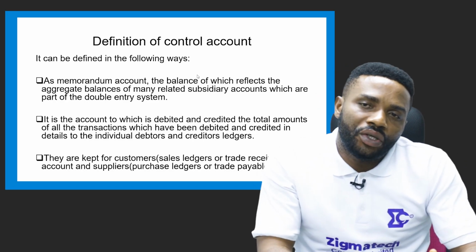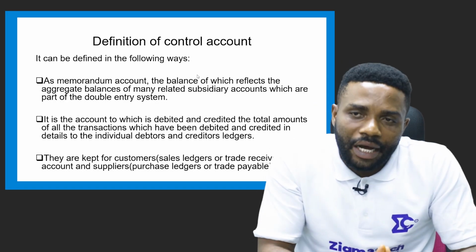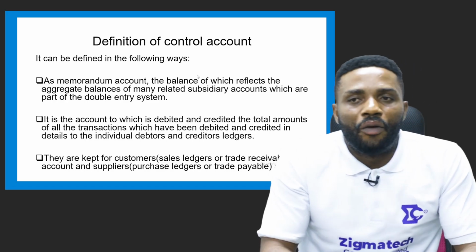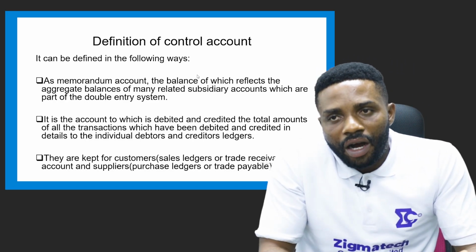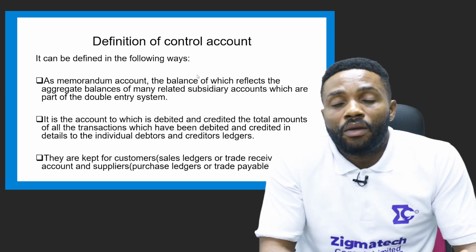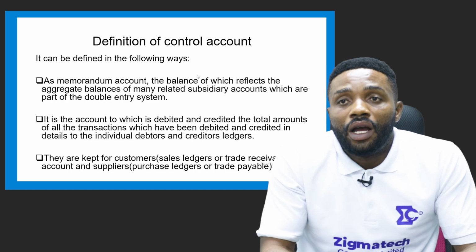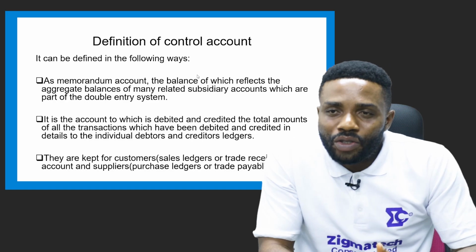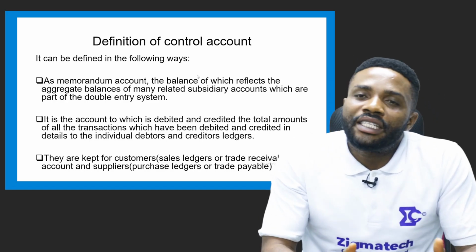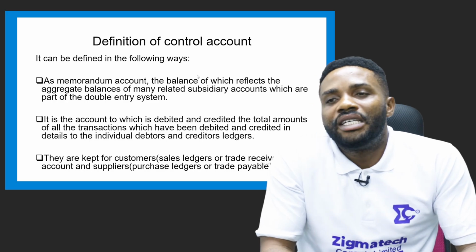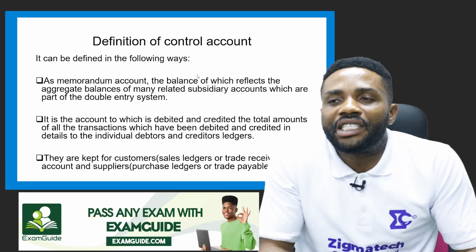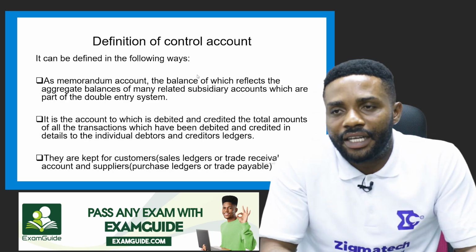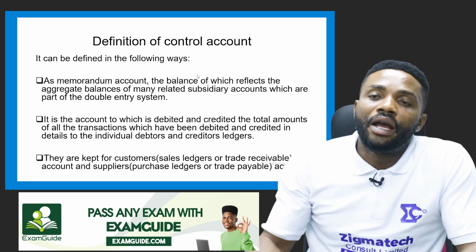Now, I also want to mention that whenever we are talking about control account, we are talking about the account of debtors and creditors. For the debtors control account, you can also call it sales ledger or trade receivable account. And for the creditors control account, you can call it purchase ledger or trade payable account.